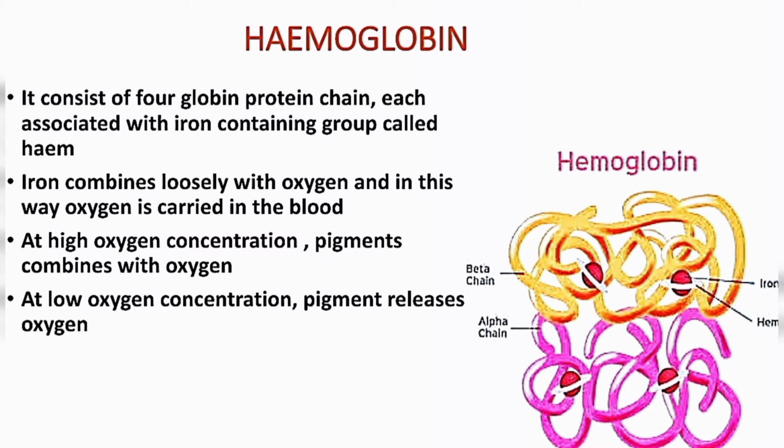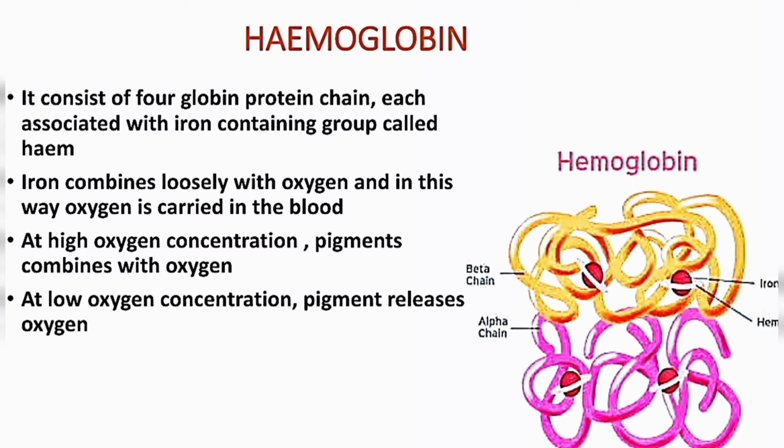The iron combines loosely with oxygen, and in this way the oxygen is carried in the blood. This shows that the hemoglobin's iron combines with oxygen. The iron of hemoglobin combines loosely with oxygen, meaning it is partially combined, and in this way it carries the oxygen throughout the blood.